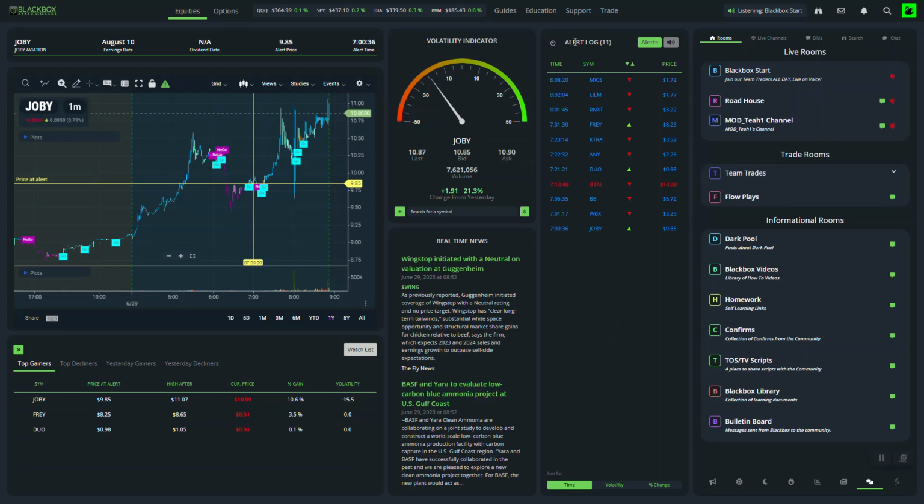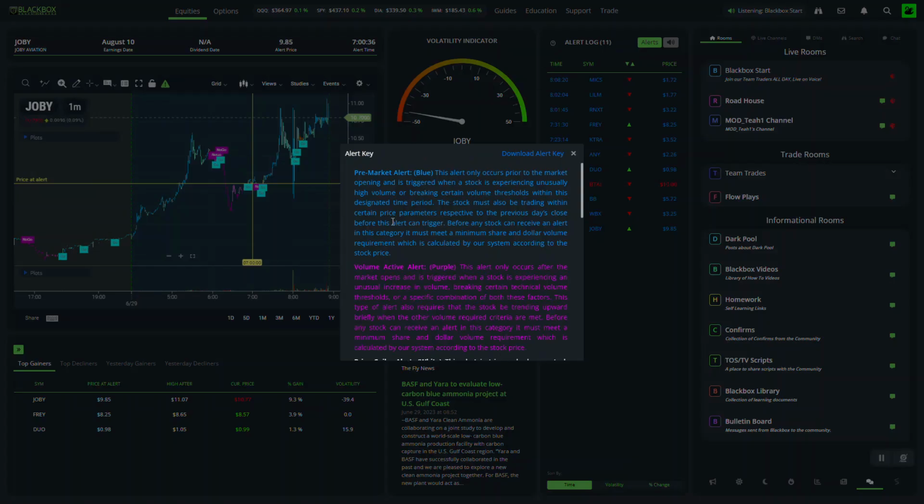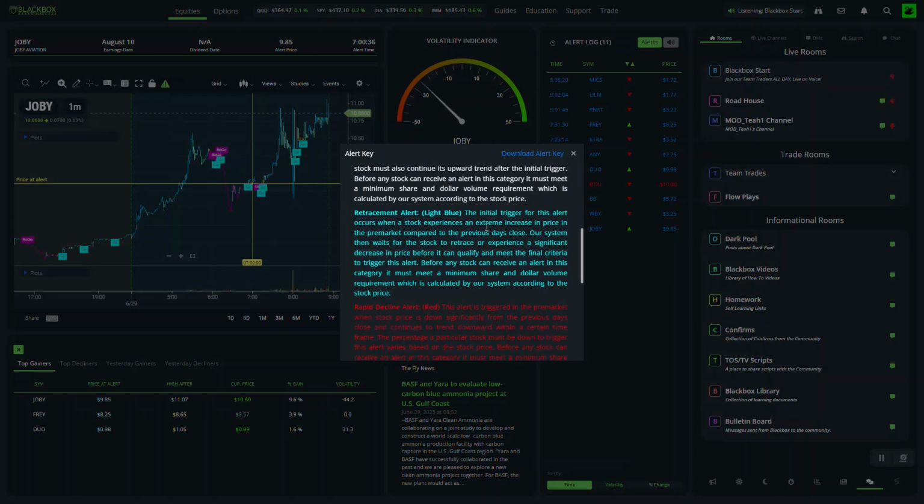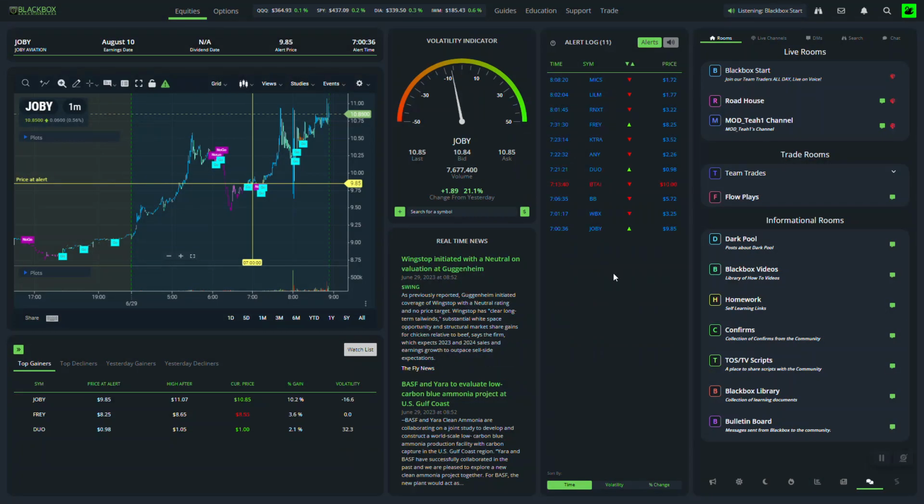The other one is the alert log. So if you see here, the alert log gives us alerts on stock tickers. And different colors mean different things. We've got some blue, we have some red. As the day goes on, we may get some purple, some white, some light blue, and we have definitions for all of those on what they mean. Very important to look at those as well, especially if you're into low float stocks.